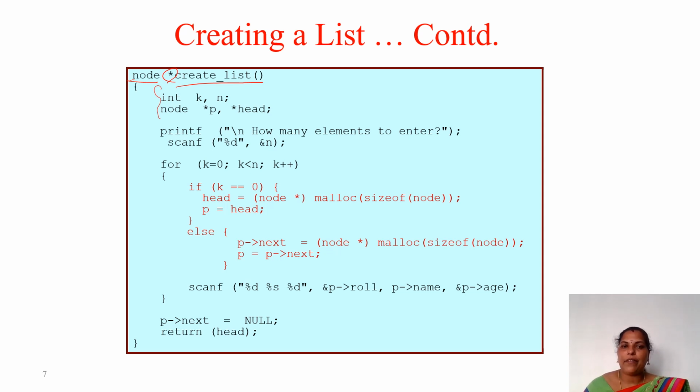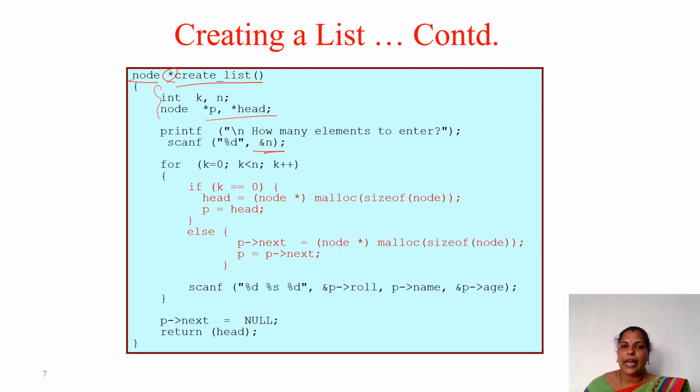So here we are having int k comma n, that is to get the number of elements. Then for incrementation purposes we have these variable names. Then we are having 2 more variables called p as well as head. So p and head of type node. Then we are just asking the user how many elements we are going to enter. So n elements means we are getting the n elements one by one. And for each and every element we are getting one by one. That only we have seen in the previous slide.